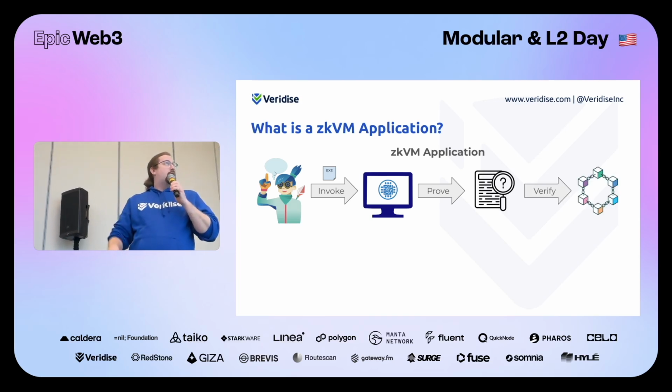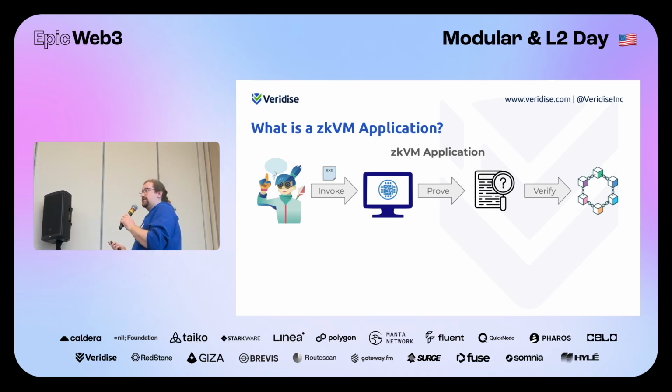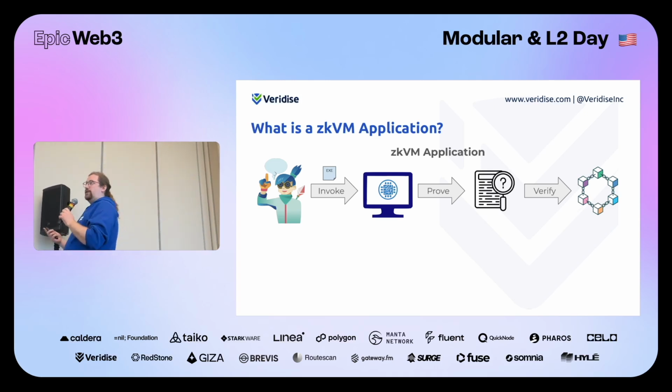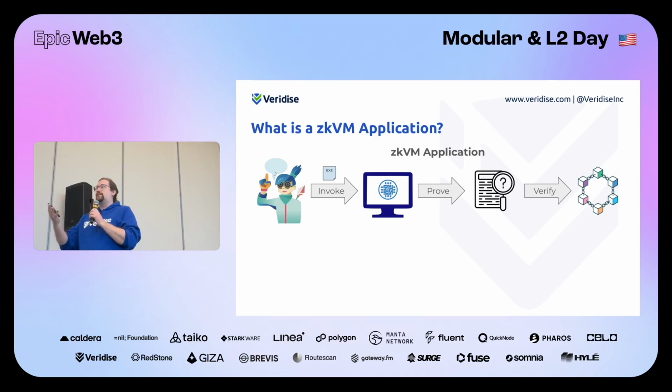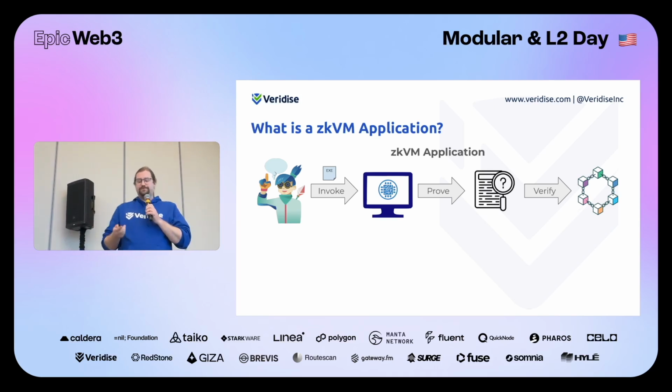And then finally, you can verify that proof somewhere. So this can be done on chain. It could alternatively be done by just providing someone with the proof and allowing them to verify it.